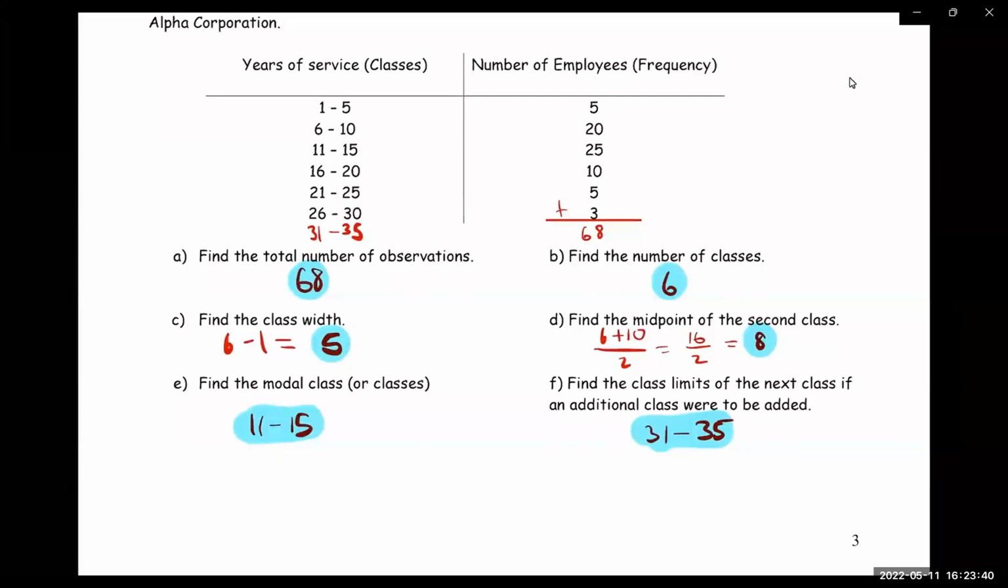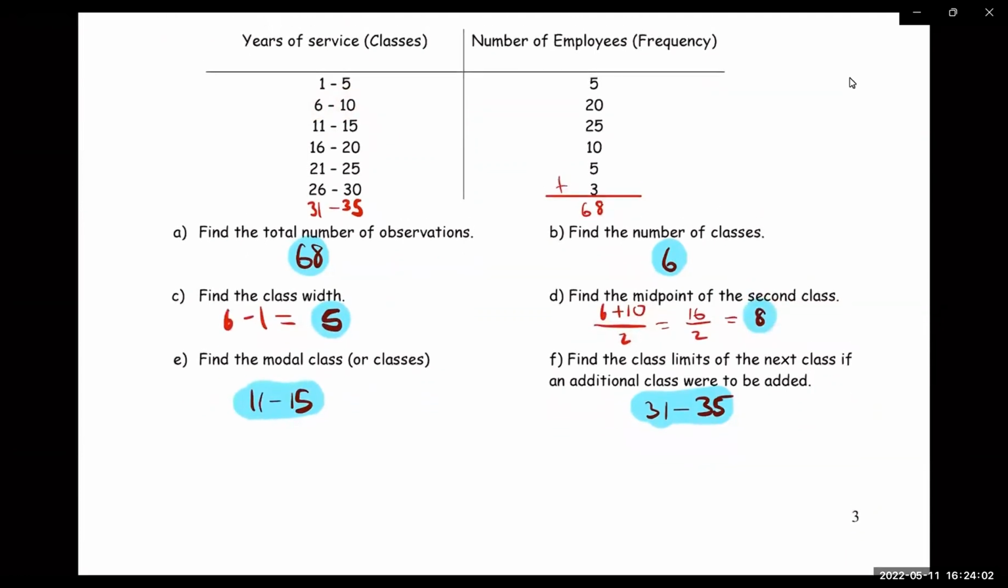And then the next thing we did was find a midpoint of the second class. So the way you find midpoints is you just add the lower class limit to the upper class limit and divide by 2. In this case, I wanted the second class, so we did 6 plus 10 divided by 2, and we got 8. So that would be the midpoint of this class. And then the modal class, that just means the class that has the highest frequency. So I'll write that. Highest frequency.